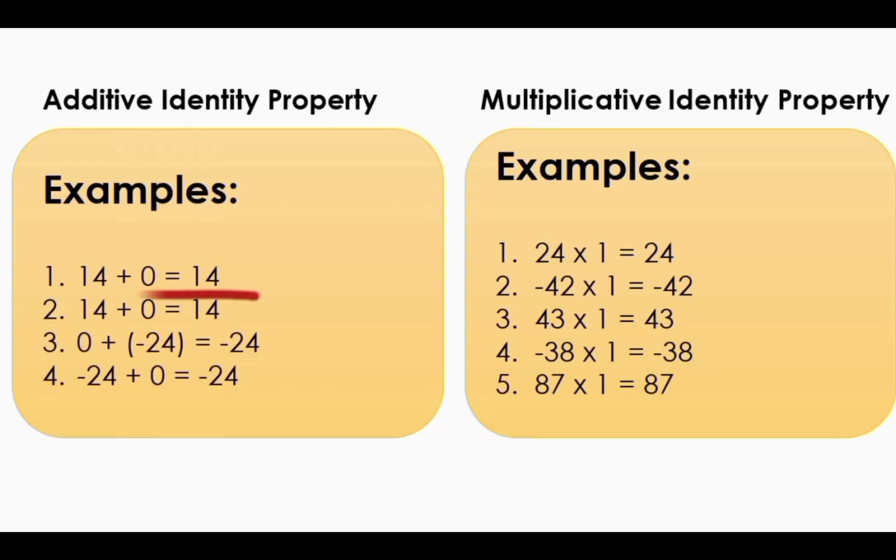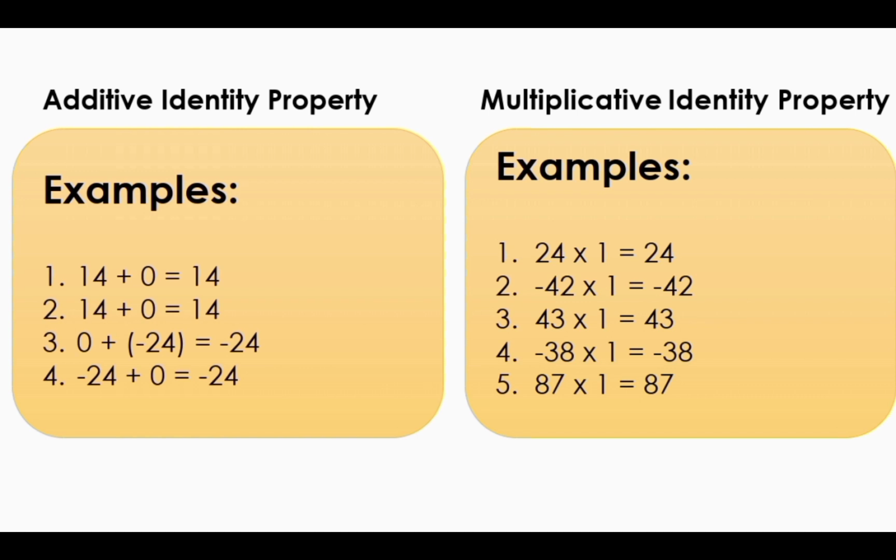Number 1. 14 plus 0 is equal to 14. Next, 0 plus 14 is equal to 14. 0 plus negative 24 is equal to negative 24. And negative 24 plus 0 is equal to negative 24. Remember, when you add 0 to any real number, the order that you use doesn't matter, the result will be the same number.